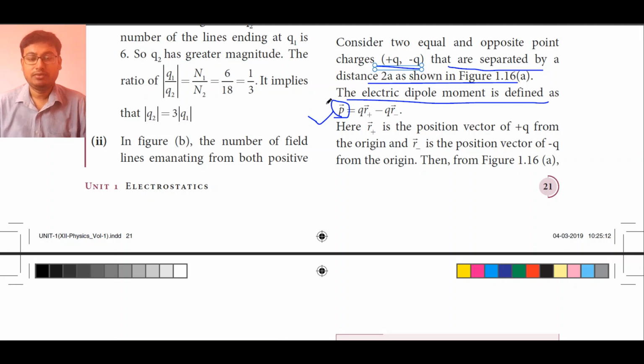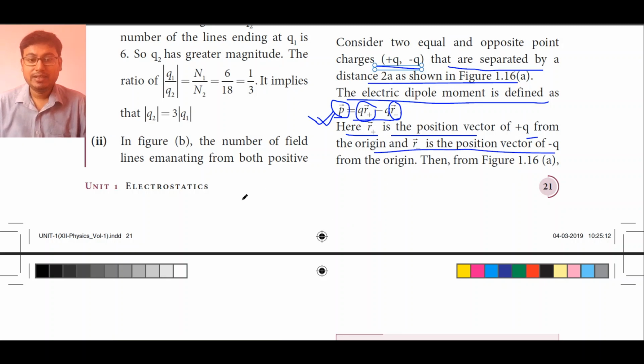What will be the direction of the dipole? We will see later. P is equal to q into r plus minus q into r minus. Here, what is the meaning of q and what is the meaning of vector r? Where q is the magnitude of the positive charge and or negative charge, and r is the distance vector from the positive charge to the negative charge. Here r plus vector is the position vector of plus q from the origin, and r minus is the position vector of minus q from the origin.